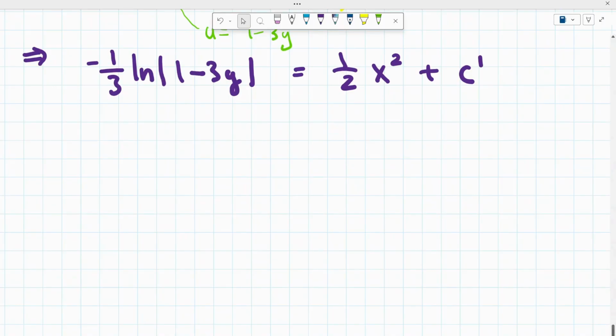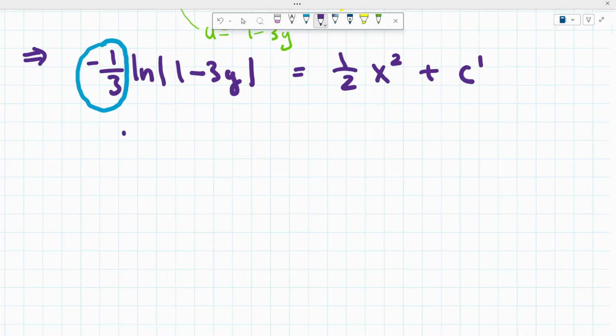So now we want to isolate for y. The first thing we want to do is try to free up everything on the left-hand side, so we want to get rid of this term. To get rid of this, we have to multiply both sides of the equation by negative 3, so that we cancel out the negatives.